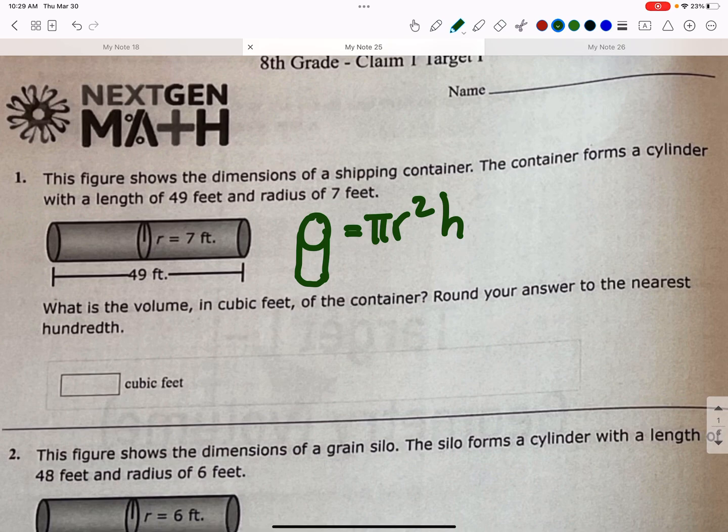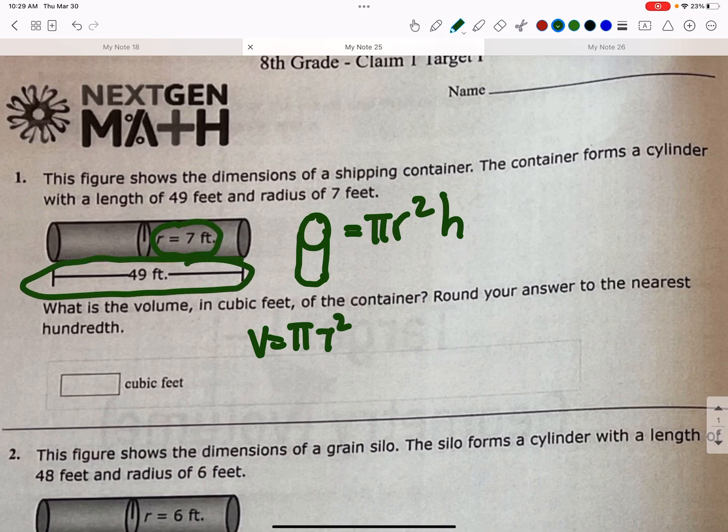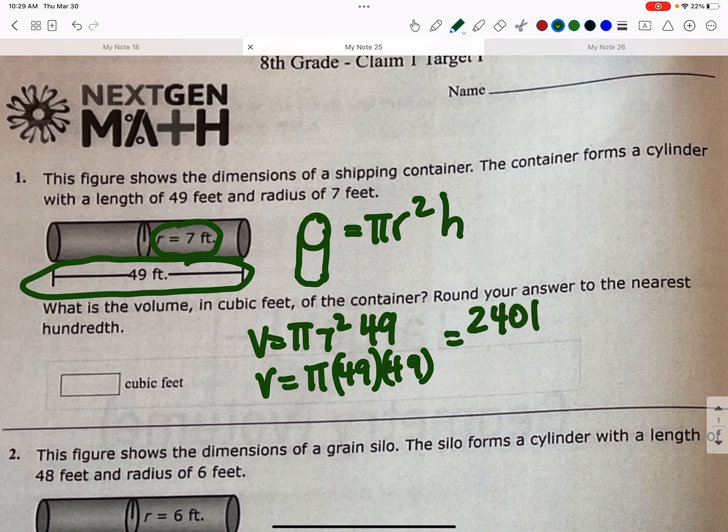We have volume equals pi times the radius is 7. So 7 squared, and we just got to make it tall. This one's just turned sideways, times 49. So we have volume equals pi times 7 squared is 49, times 49. So we actually have 49 times 49. Okay, let's see. 49 times 49 equals 2,401 pi when I multiply the 49 and 49.